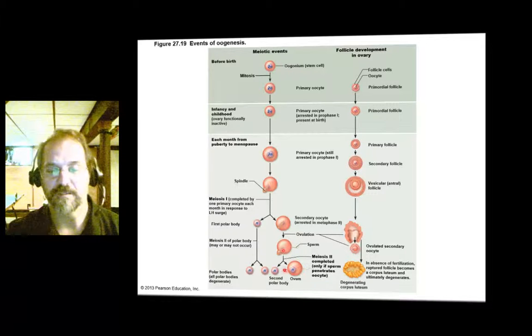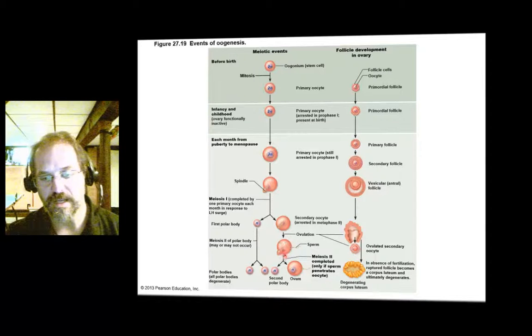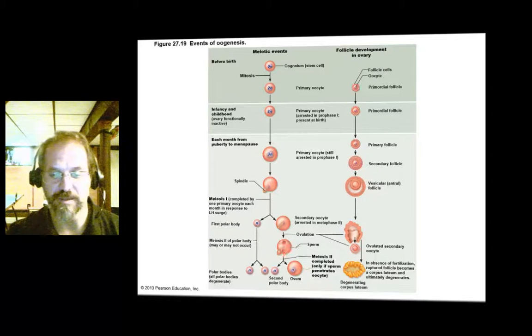If it gets fertilized, it completes meiosis 2, and again, it's asymmetric cytokinesis, asymmetric division of the cytoplasm, and that gives us the secondary polar body and the ovum, which has already been fertilized.